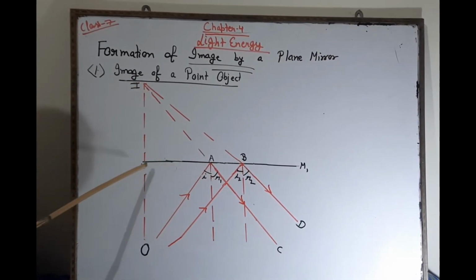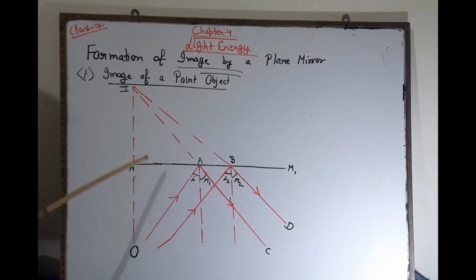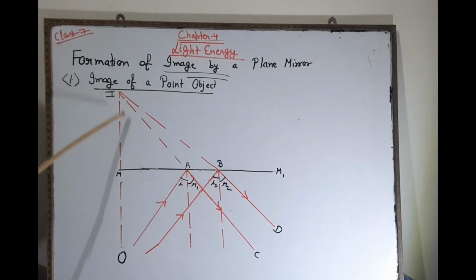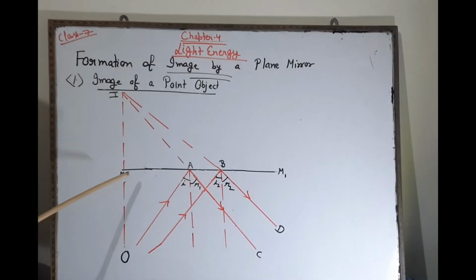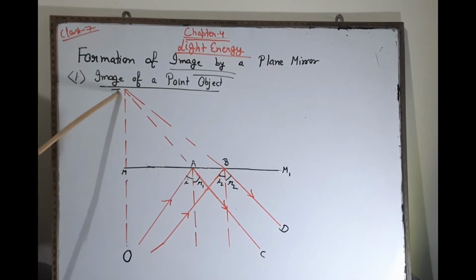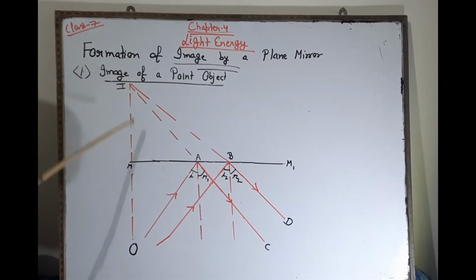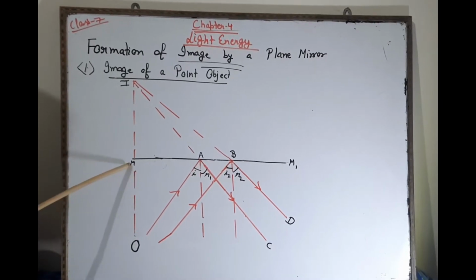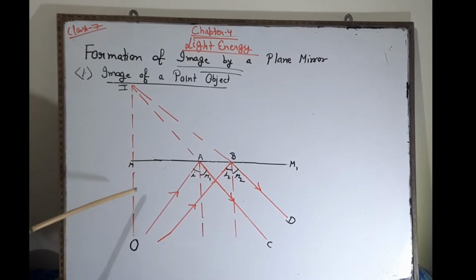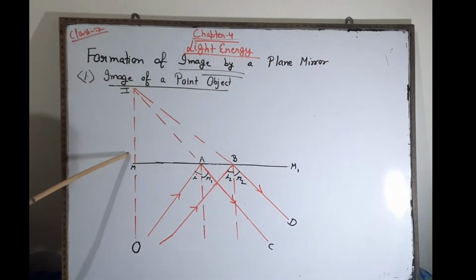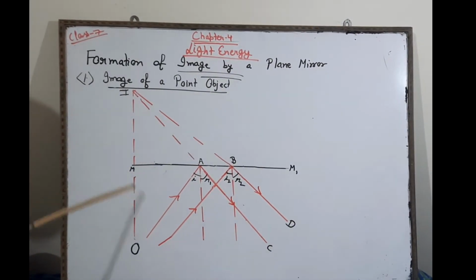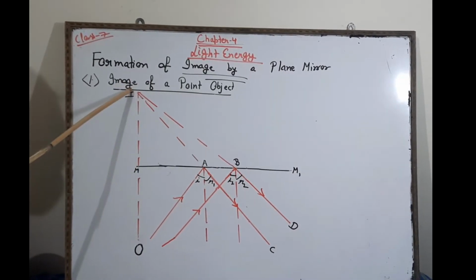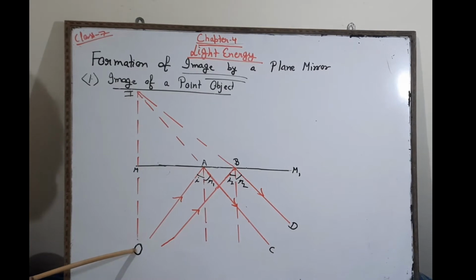Now if we measure the distances OM and IM using a ruler, we will find that OM equals IM. Means the perpendicular distance of the image from the mirror is equal to the perpendicular distance of the object from the mirror. We can say the image is as far behind as the object is in front. The image will be formed at the same distance as the object, and the image will always be formed behind the mirror when the object is a point object.